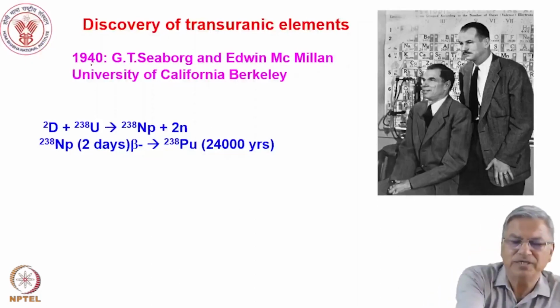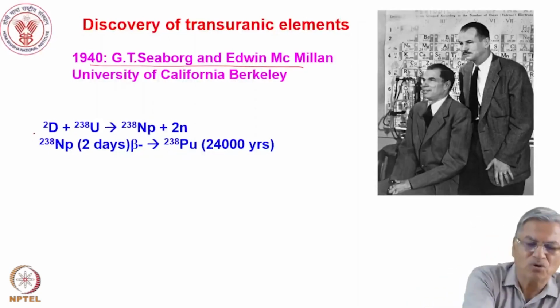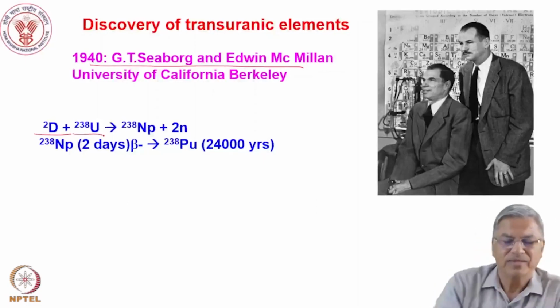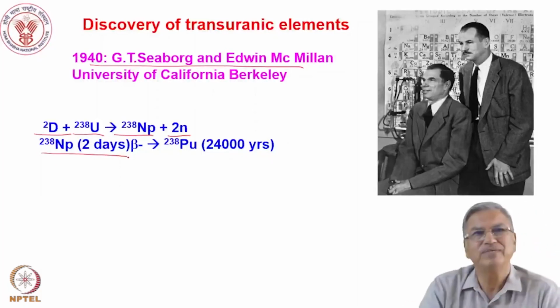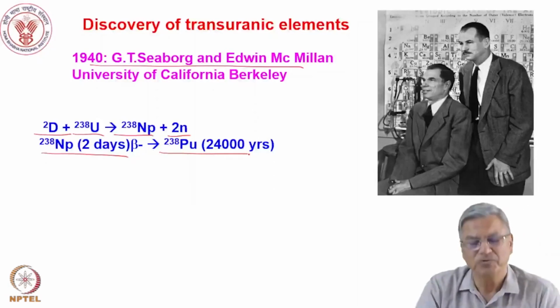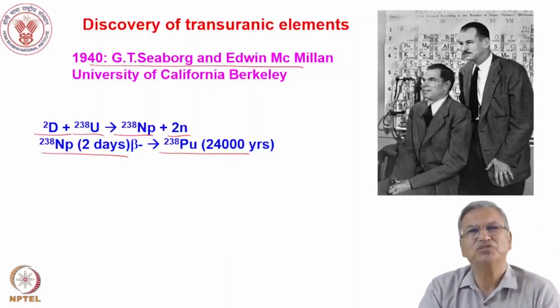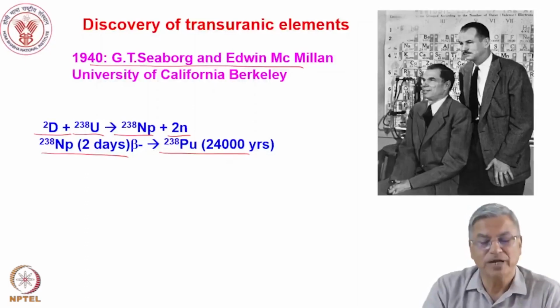And in 1940, McMillan, Seaborg, and colleagues, in fact, used the cyclotron developed by Lawrence, wherein they used a deuteron beam to bombard uranium-238 to get neptunium-238 plus 2 neutrons. This neptunium-238 has a 2-day half-life, and by beta minus decay generates plutonium-238, which has a half-life of 24,000 years. So this was the discovery of a new element, plutonium, element atomic number 94.